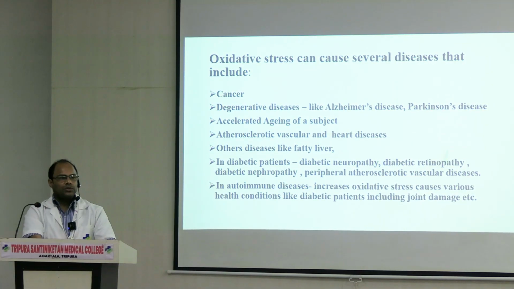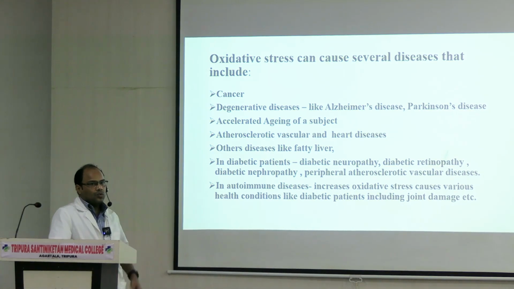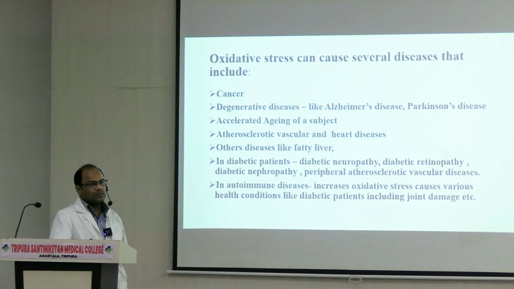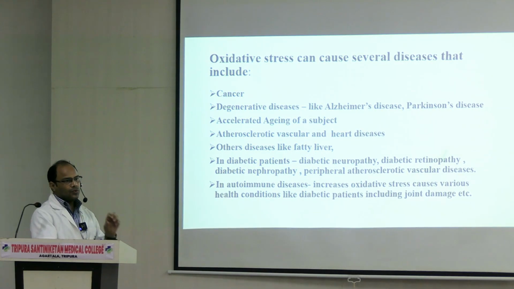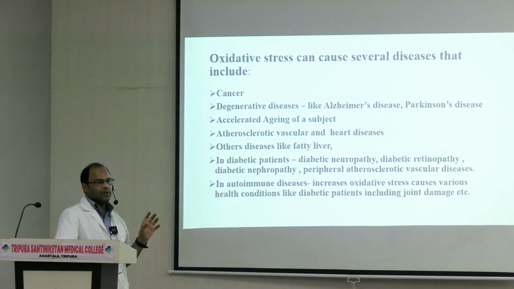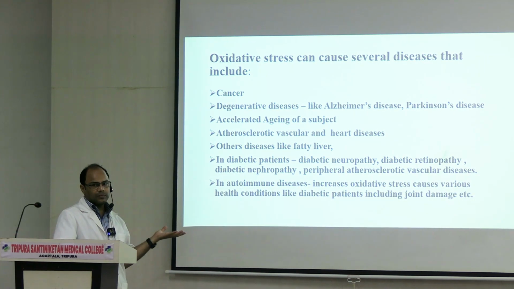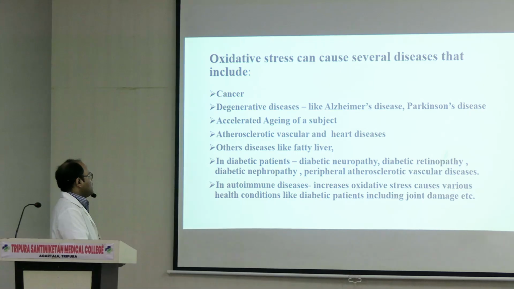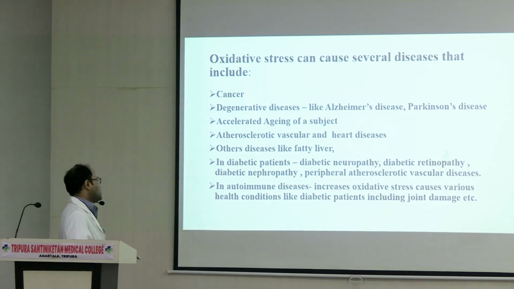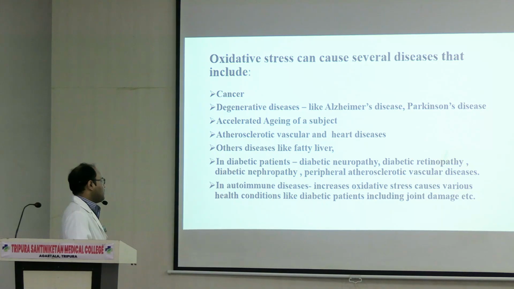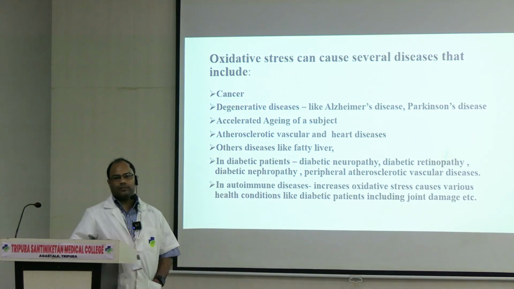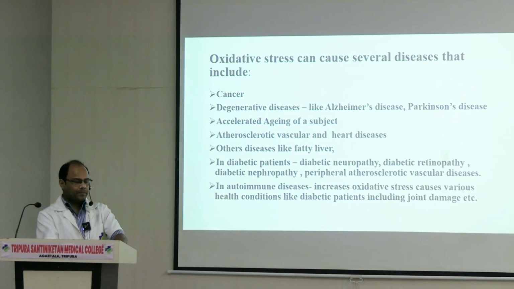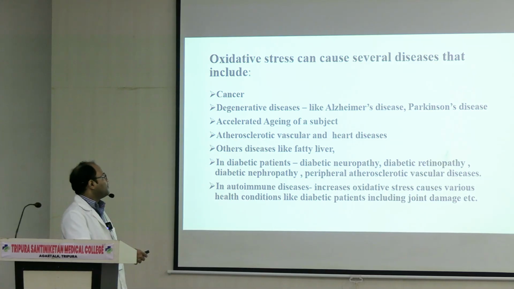Okay, so you can see in autoimmune diseases, our defense system is actually erroneous. So there is generation of a lot of oxidative stress because of unnecessary inflammation. Understand? So in autoimmune diseases, oxidative stress increases, causing health conditions like diabetes, nephropathy, retinopathy, peripheral vascular diseases, etc. Any question till now? Okay. Next.